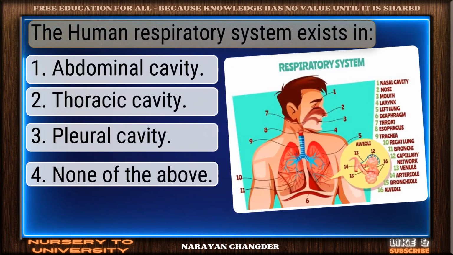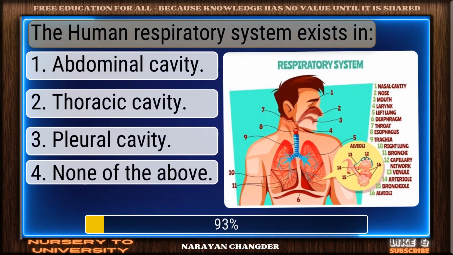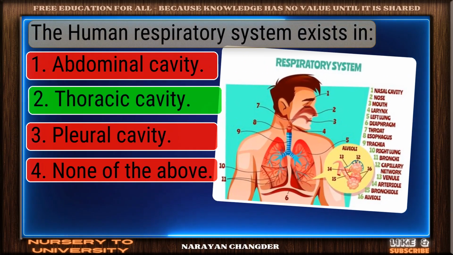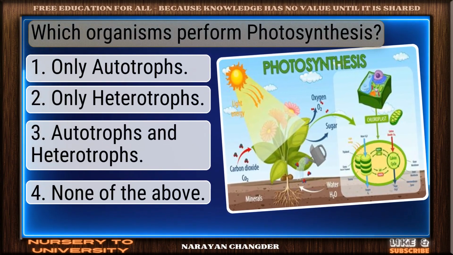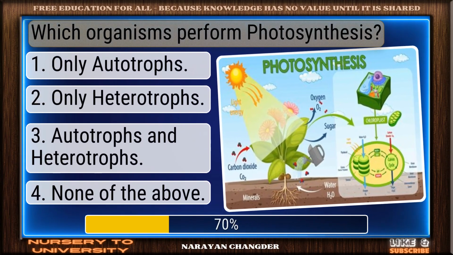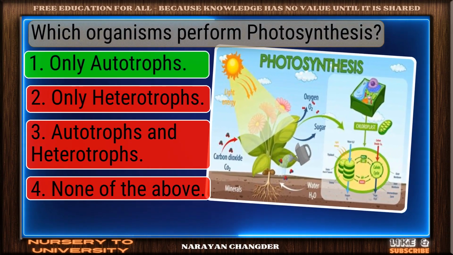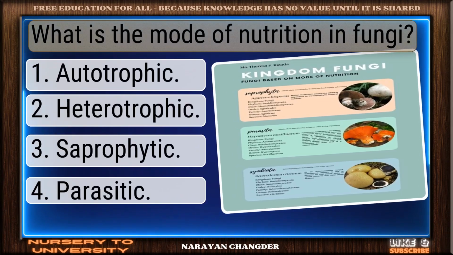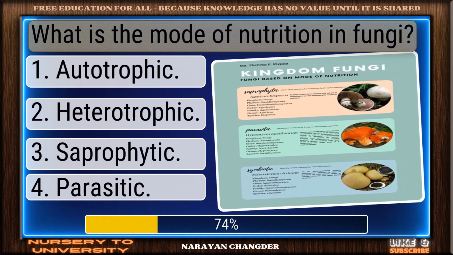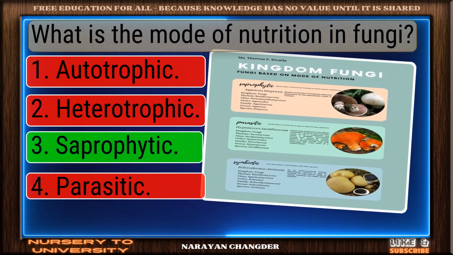The human respiratory system exists in? Well picked. Thoracic cavity is correct. Which organisms perform photosynthesis? Bravo. Only autotrophs is the answer. What is the mode of nutrition in fungi? Correct. Saprophytic is spot on.